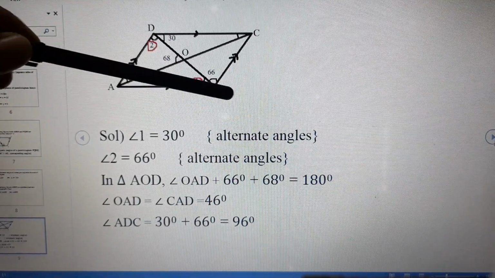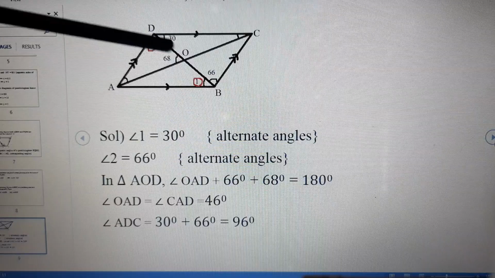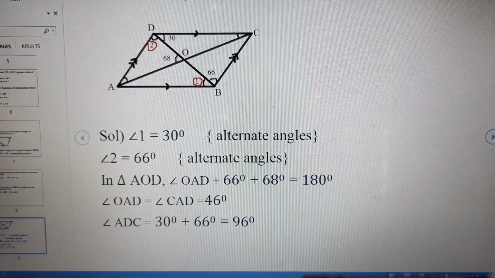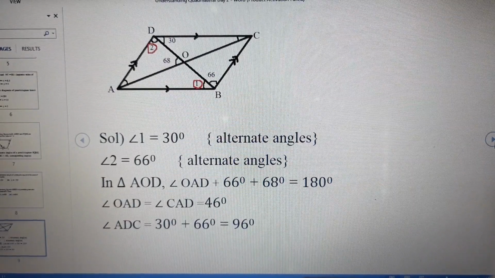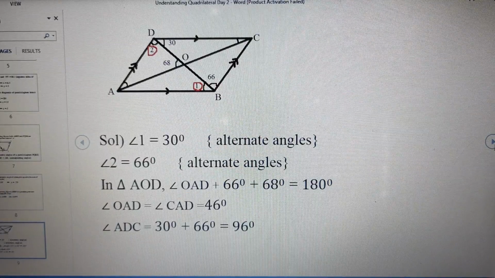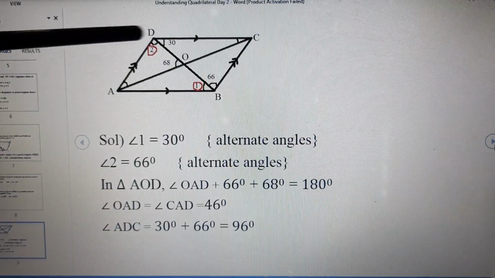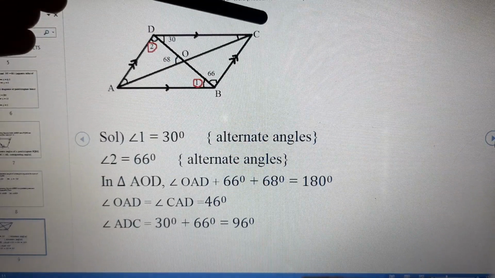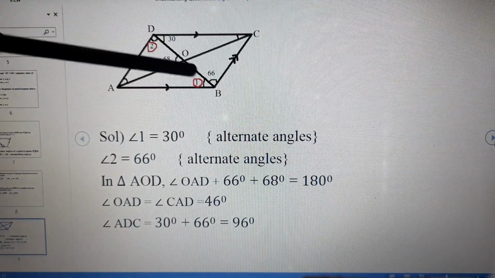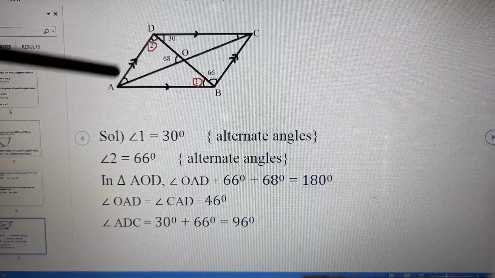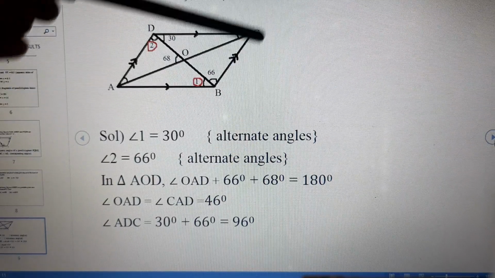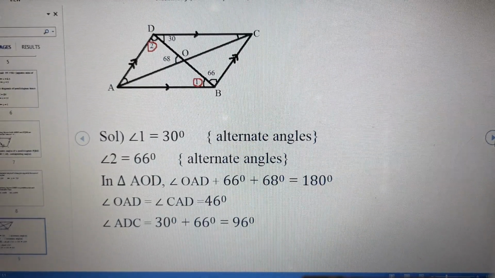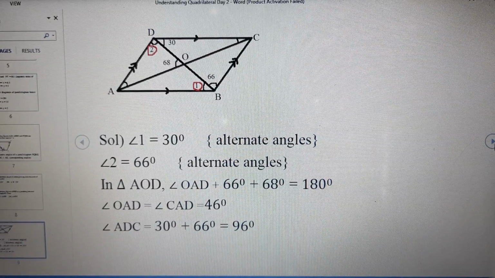See, CD and AB are parallel to each other. See, inverse Z is made. So angle number 1 is equal to 30 degree, alternate angles. Likewise, 2 will be equal to 66 degree because AD and BC are parallel to each other, and BD is a transversal. They are making Z. So 2 will be equal to 66 degree, alternate angles.